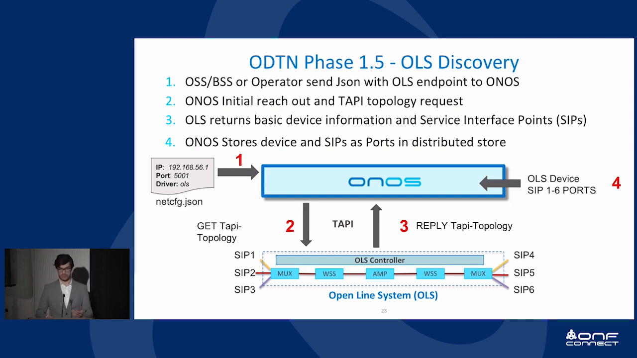So how do we discover the OLS? Same as the transponders. The OSS BSS sends a JSON file with the IP and the port. It gets sent to ONOS, and then ONOS tries to establish connectivity by asking the TAPI topology to the OLS through a REST call on TAPI. And the OLS is going to return a big switch abstraction with many service interface points that are the network-to-network interfaces that it's exposing towards the transponders. At this point, ONOS stores all that information in its distributed store, and this appears as a device in ONOS and in the ONOS topology.